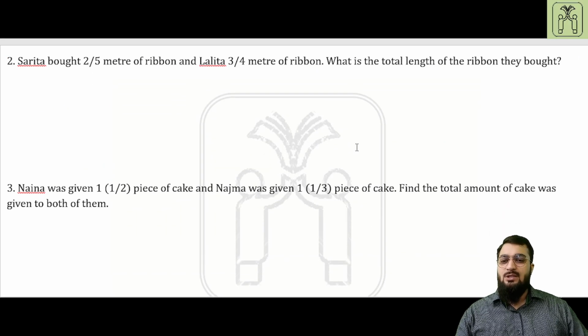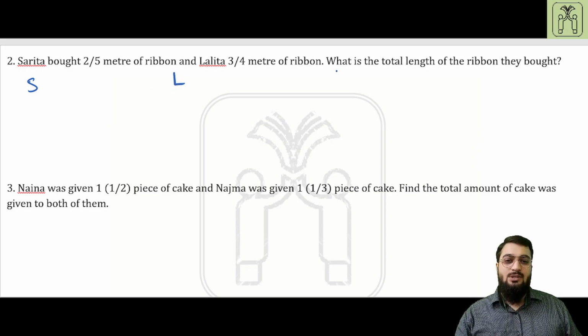So Sarita is a person who has bought 2 upon 5 meter of a ribbon, and Lalita bought 3 upon 4 meter of a ribbon. What is the total length of the ribbon they bought? There are three things you need to understand. First, there are two people, Sarita and Lalita.